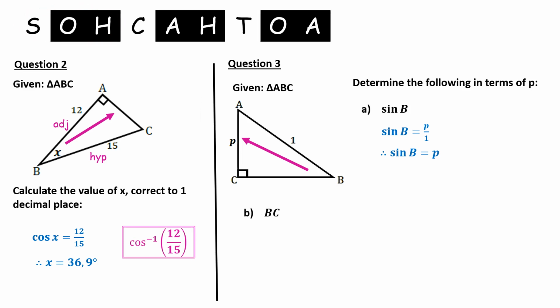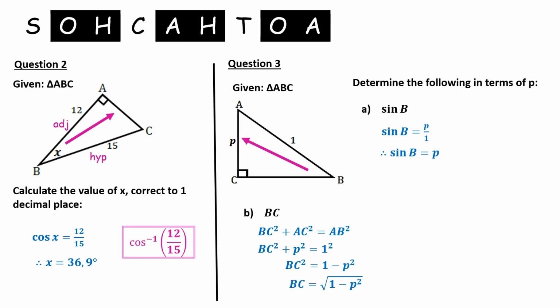Next one, we want to calculate BC. Now again, I've got options. We can either use, maybe use trig, but in this case, I think Pythagoras will be a lot easier. So BC is one of the sides, so BC squared plus AC squared will give me my hypotenuse squared. So AC is equal to P and AB is equal to 1. So BC squared plus P squared is equal to 1 squared. If I want to calculate BC, I'm going to take P squared over to the other side. And if I want BC on its own, we're going to square root both sides. And we end up with the square root of 1 minus P squared.